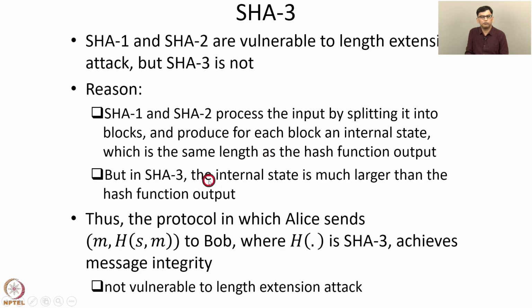So hence this protocol in which Alice sends m comma h of s comma m to Bob, where h is SHA-3 instead of SHA-1, achieves message integrity. It is not vulnerable to the length extension attack. So in summary, SHA-3 uses an internal state which is much larger than the hash function output. For this reason, it is not vulnerable to the length extension attack.